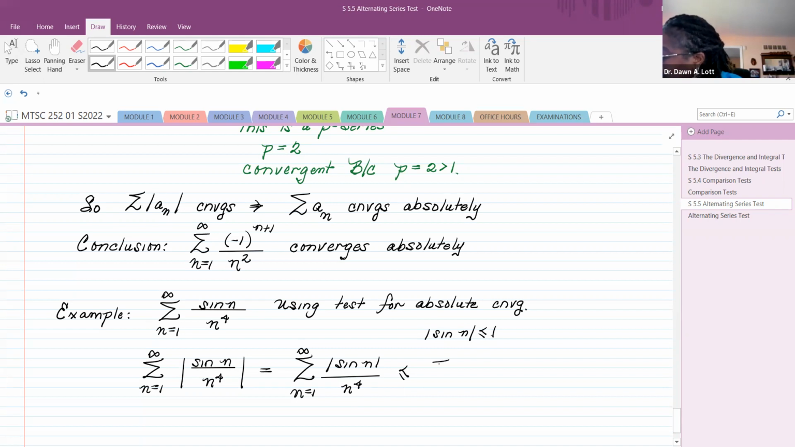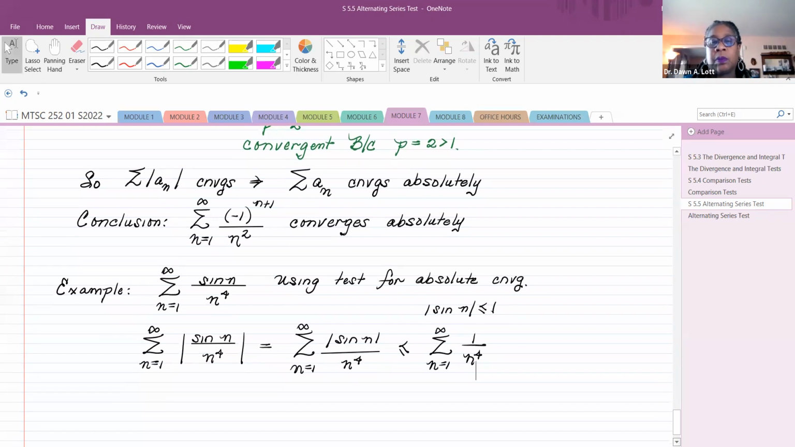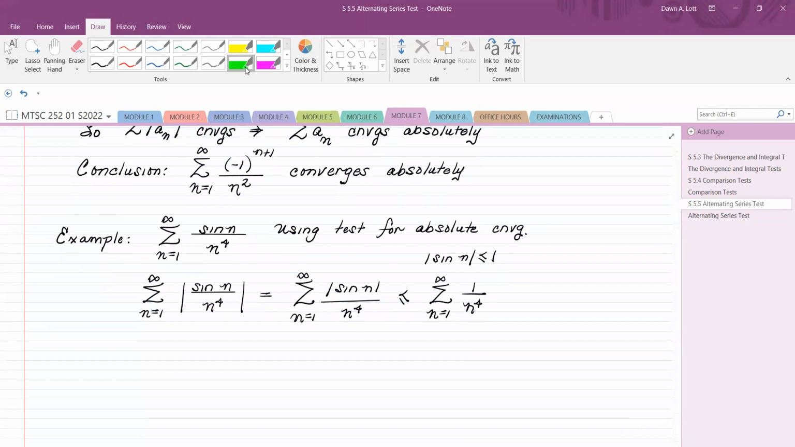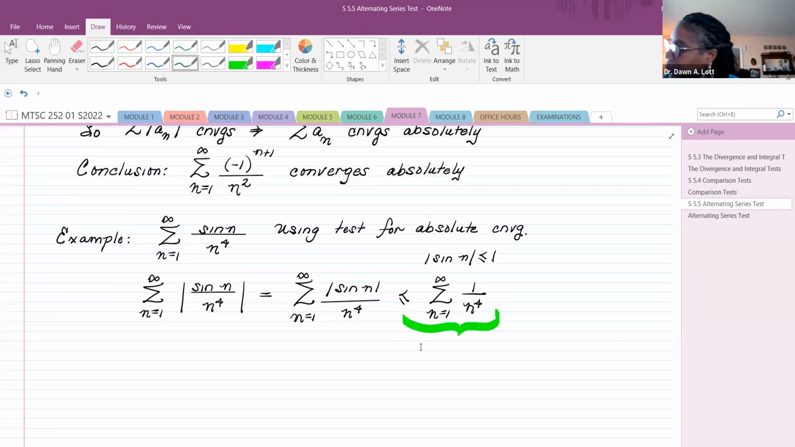So this is less than or equal to the sum n equals 1 to infinity of 1 over n to the fourth. Okay, what do you know about that series? Quickly. P series again. Okay, so this is a P series. Not only that, it's a convergent P series, right? So what test am I now using to show that this converges? It's one of our previous tests. I have a series bound by a larger series that converges. What is that?